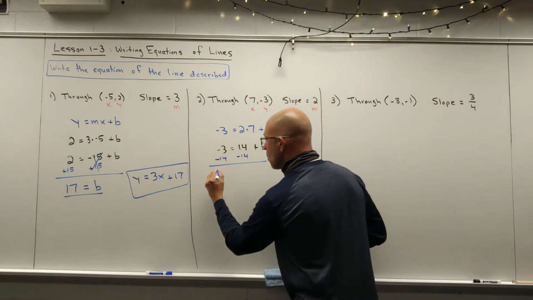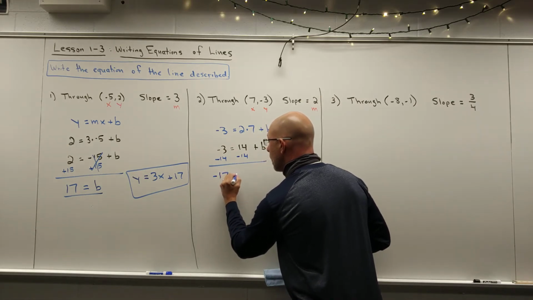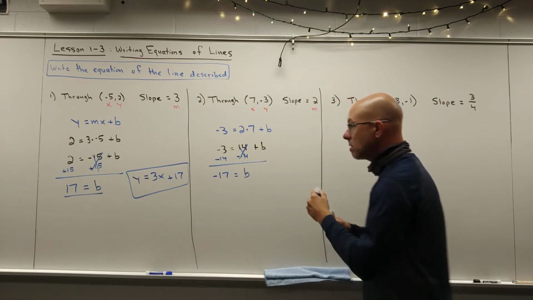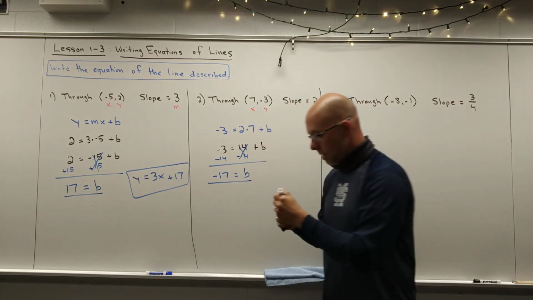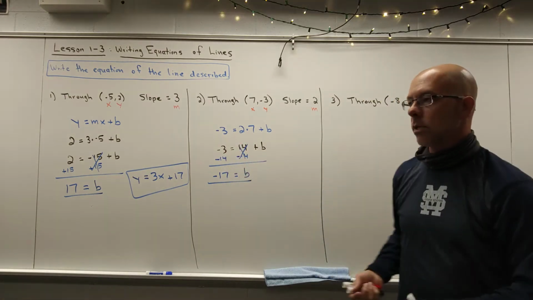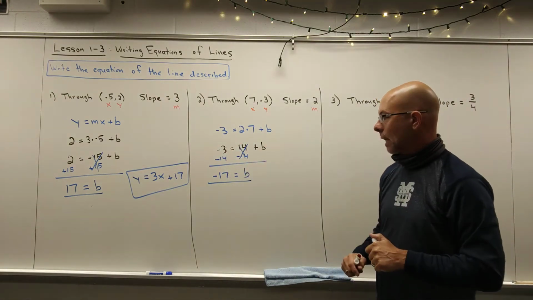So because that is a 14 positive, we will subtract it from both sides. Negative 3 minus 14 is negative 17. 14 minus 14 is 0, and the b is left over. So this time, b is negative 17. Total coincidence here that they're the same number, but one's positive, one's negative. There's no connection. Let's understand that.